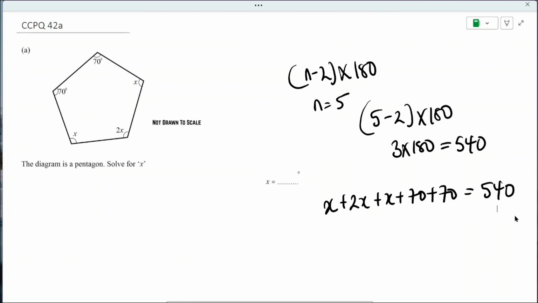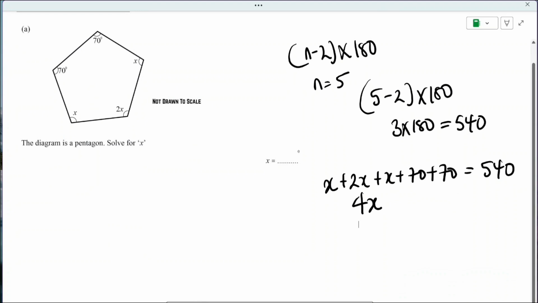This is just simply algebra. You collect like terms, then you solve for x. This is x plus 2x plus x. This is the same thing as 1x. 1x plus 2x will give you 3x. 3x plus 1x will give you 4x. So we have this as 4x. Then we have 70 plus 70. 70 plus 70 will give you 140, equals 540.